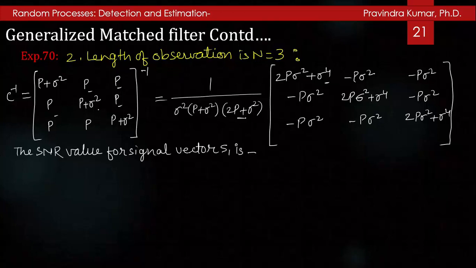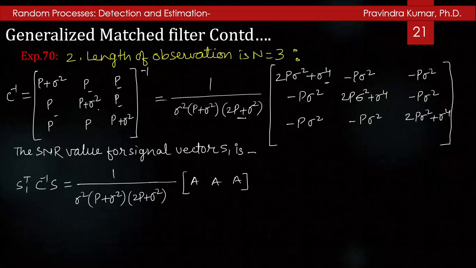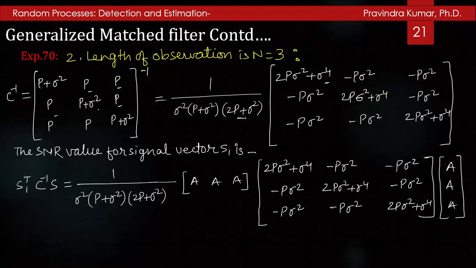Now the SNR value of the signal vector S1 will be S1 transpose C inverse S1. It will be 1 by sigma square P plus sigma square 2P plus sigma square, the vector A, and the matrix 2P sigma square plus sigma to the power 4, minus P sigma square, minus P sigma square, minus P sigma square, 2P sigma square plus sigma to the power 4, and so on.